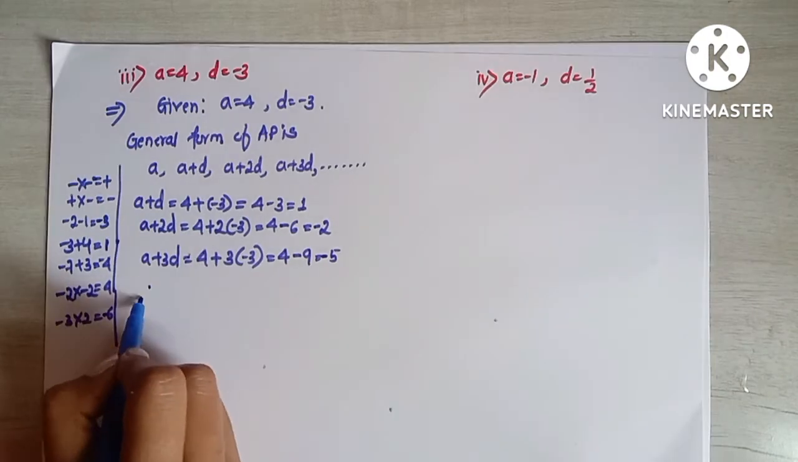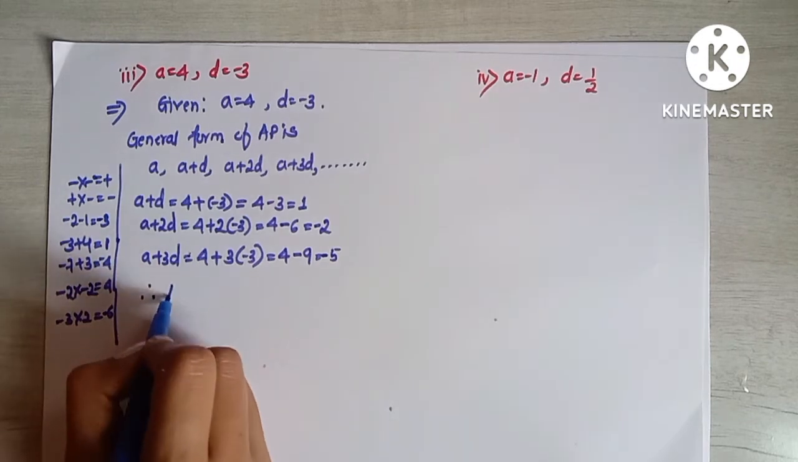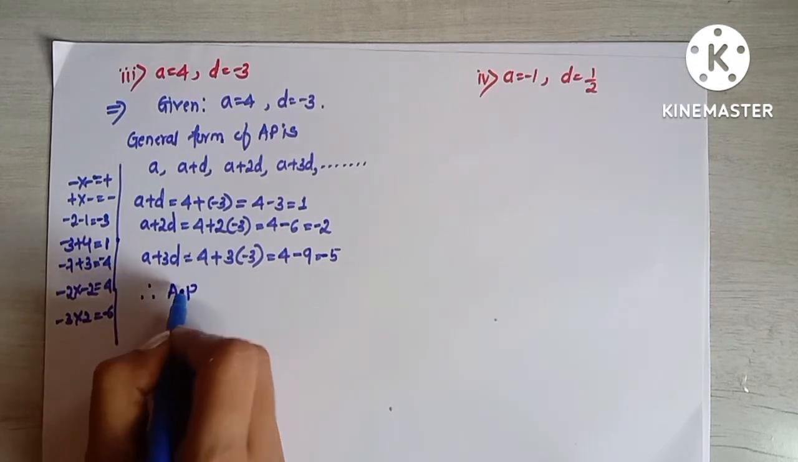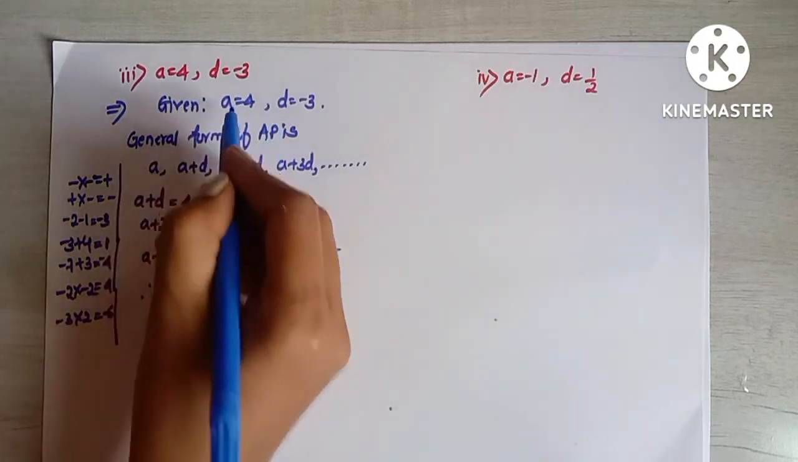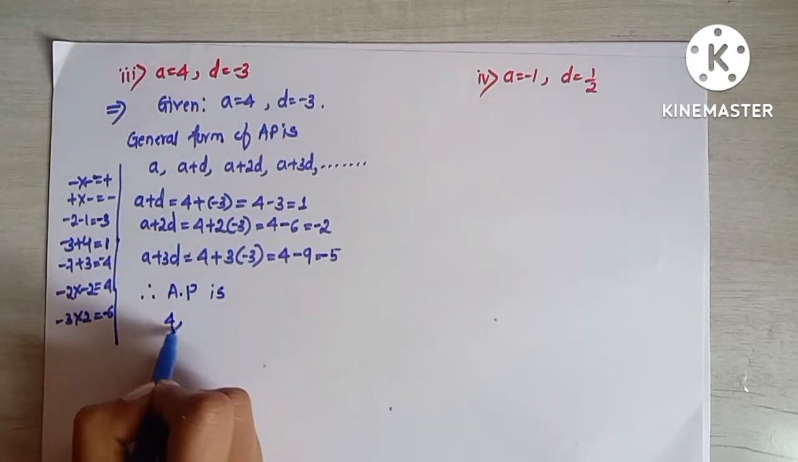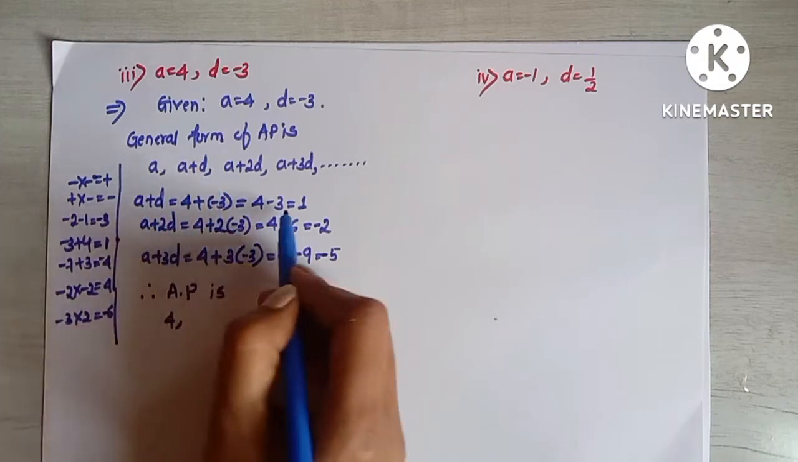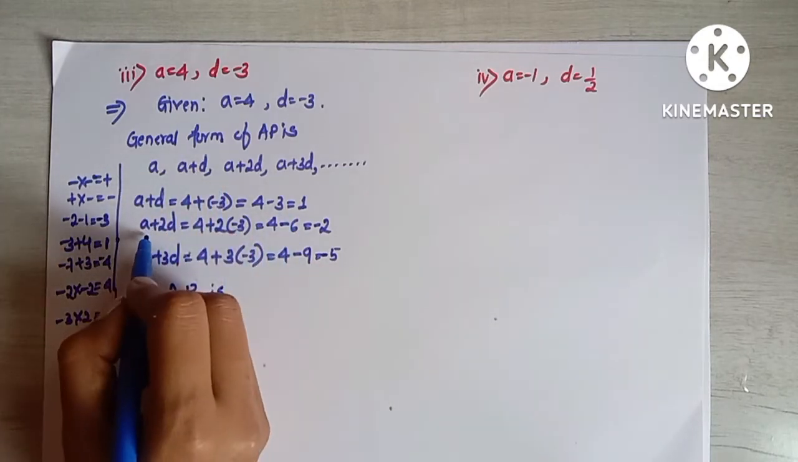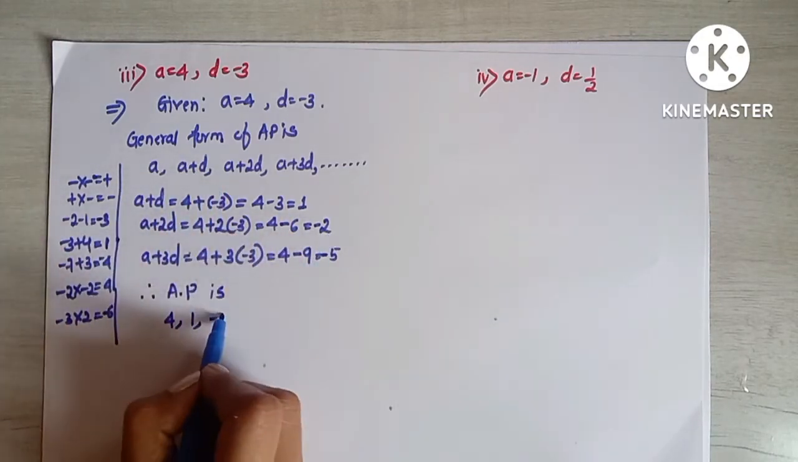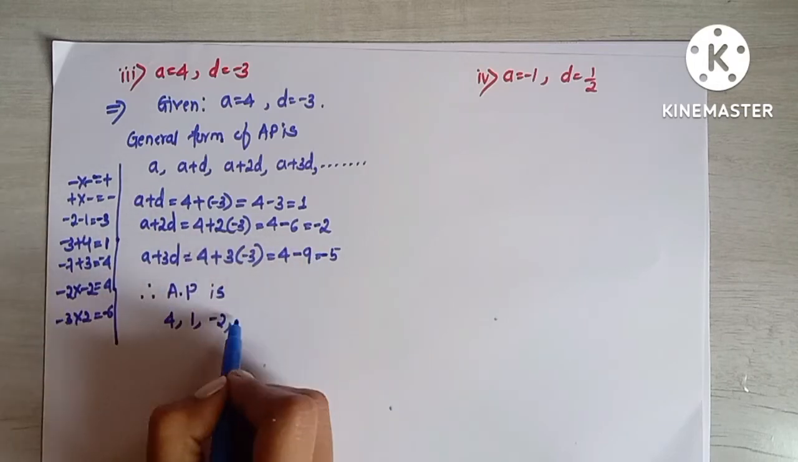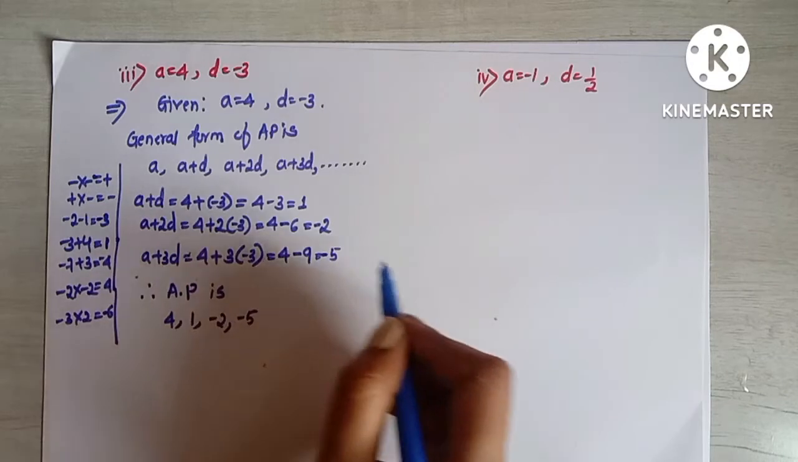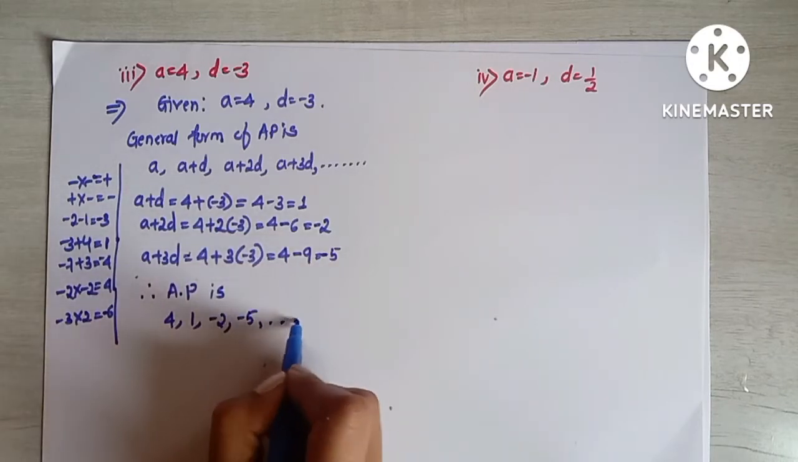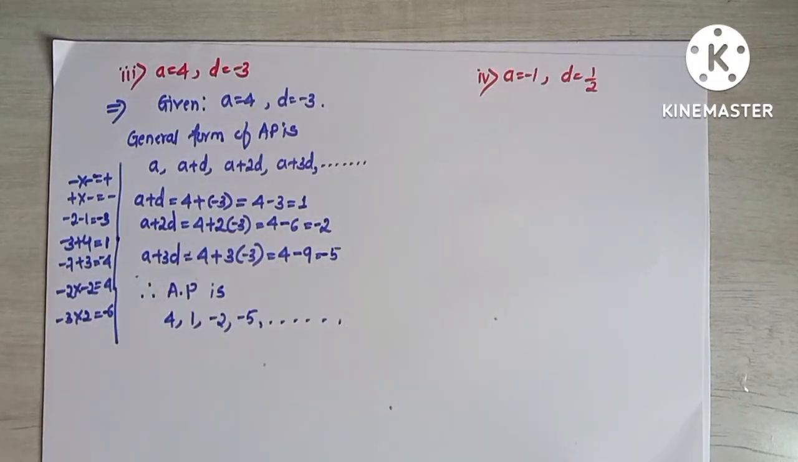Okay. Therefore the AP is: first term is a, that is 4. Second one is a plus d, that is 1. Third is a plus 2d, that is minus 2. Fourth is a plus 3d, that is minus 5, and so on. Like this we have to calculate.